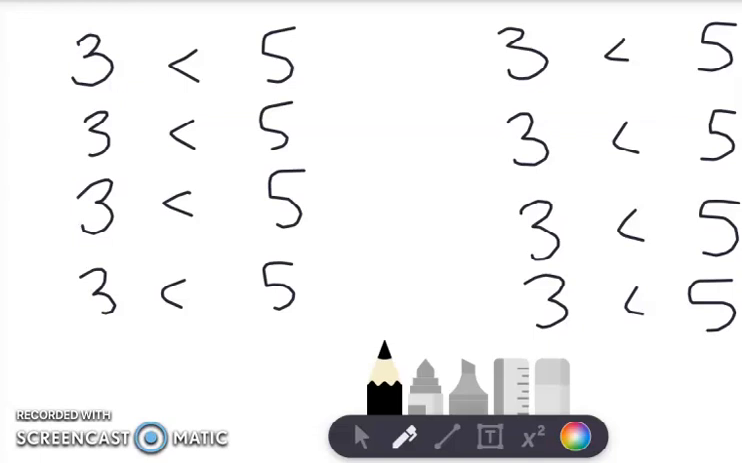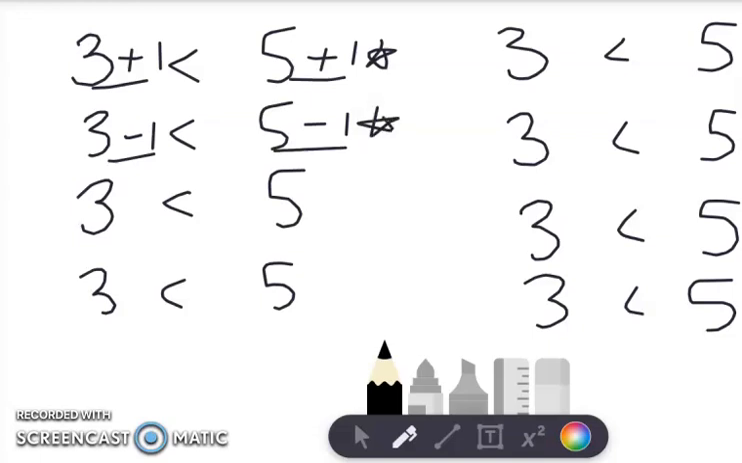All right, so I have a bunch of inequalities written right here. So 3 is less than 5. That is true. Let's say we just do the same thing to both sides, and we add 1 to both sides. 4 is less than 6, and that's still true. What if we minus 1 from both sides? We would have 2 is less than 4. That's still true. What if we multiply by 1? 3 is less than 5. Yep. And how about we divide by 1? 3 is less than 5.